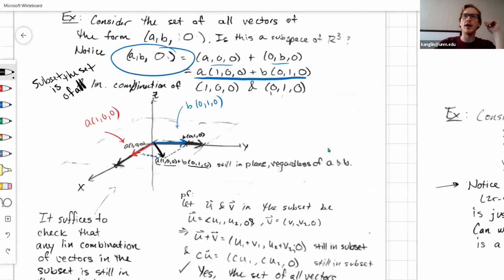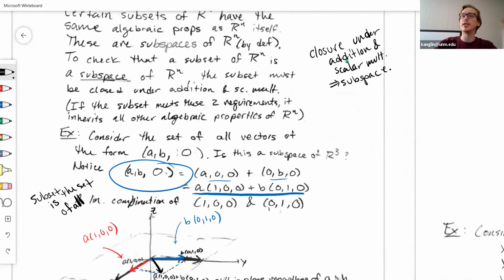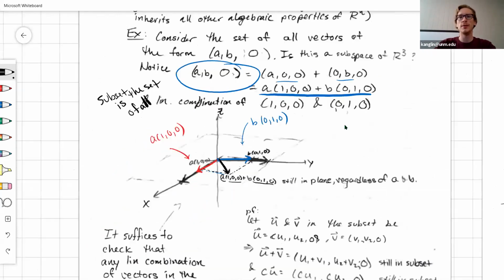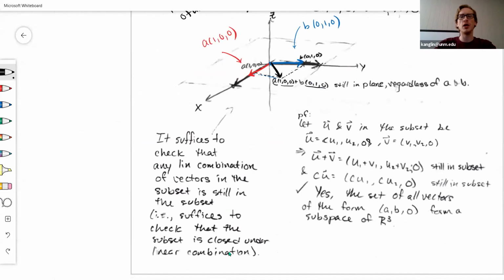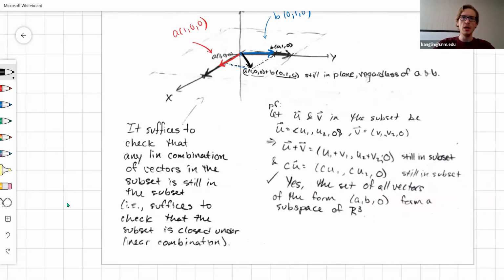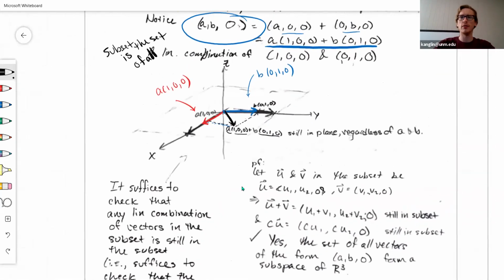Maybe I should clarify that. I said up here that closure under addition and scalar multiplication implies it's a subspace. Here I'm saying closure under linear combination. And that's true because that would require that both scalar multiplication and addition have closure. Well, let's see the little proof I've written out here, just in simpler terms.